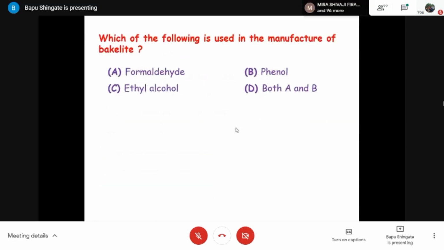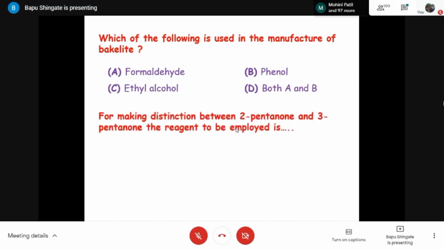Okay, skip this one. Again, a small question. Which of the following is used in the manufacture of Bakelite? This question was asked, option D is correct, because this is a 12th standard question. Definitely, phenol reacts in an acid catalyzed reaction. That's why it requires formaldehyde and phenol. Correct.